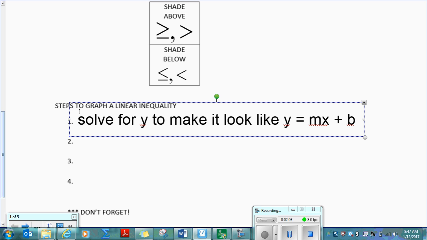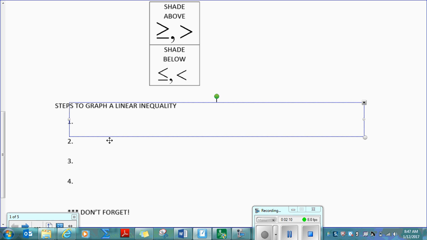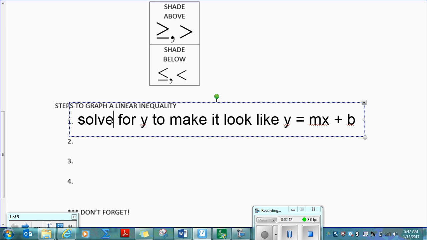Number 1, we solve for y to make it look like y equals mx plus b. Give you a second to go ahead and pause the video, because it's going to go away after I click somewhere else, if you need more time to write this.